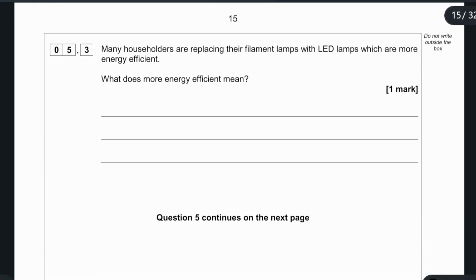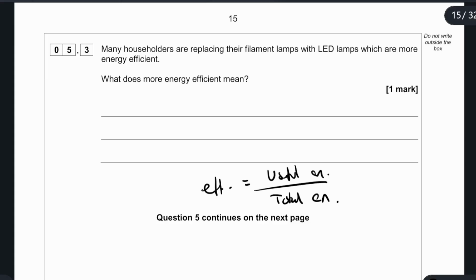5.3 then, many householders are replacing their filament lamps with LED lamps, which are more energy efficient. So what does actually being energy efficient mean? And so we can define it that essentially efficiency is equal to the useful power or the useful energy over the total energy.